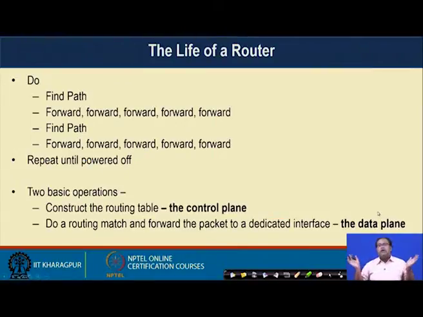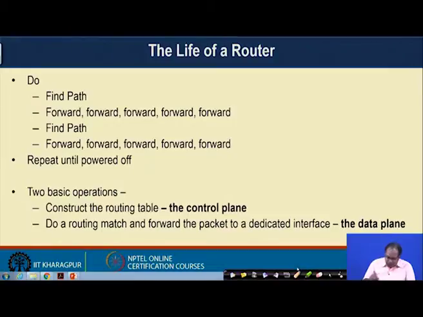If you look into the life cycle of a router, apparently it is very simple. The life cycle of a router can be represented in the form of a do-repeat loop. You find a path to a particular destination, then you forward multiple packets to that destination. Again, whenever a new destination comes, you find out the path and then forward the packets to that destination until the router gets powered off.